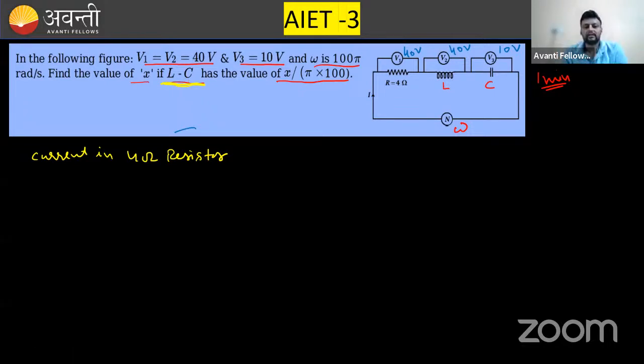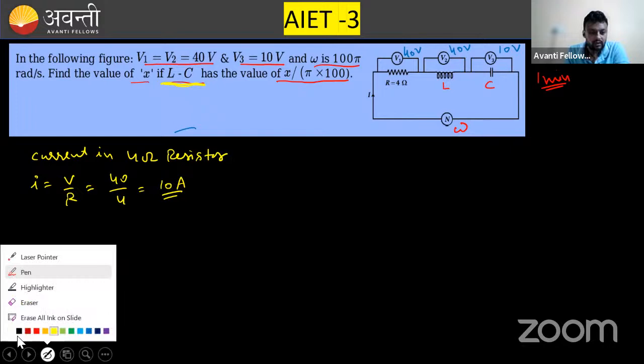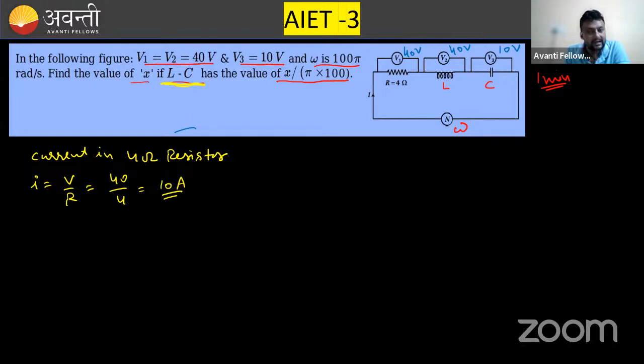So I am starting with the current in the 4 ohm resistor. Potential is 40 volt, resistance is 4 ohm, so I is equal to V by R. Potential is 40, resistance is 4, that means the current is going to be 10 ampere. This 10 ampere current is passing through the resistor, and all these components are in series. That means this current will be the same throughout the system. The inductor will also have 10 ampere current, and the capacitor will also have 10 ampere current. Is this point clear? Now I need to calculate L and C.